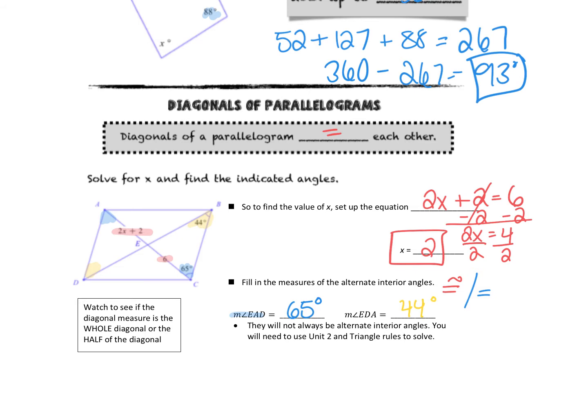And it's important to note that they will not always be alternate interior angles. You will need to use Unit 2 and triangle rules to solve. So sometimes they won't always be alternate interiors. Sometimes you have to do a little bit of solving, okay? So watch to see if the diagonal measure is the whole diagonal or half of the diagonal, okay?